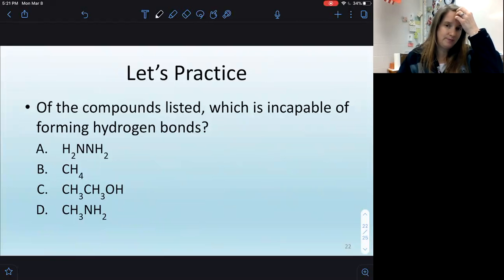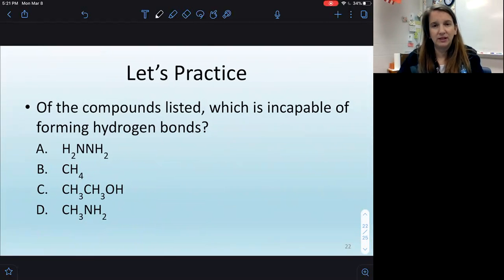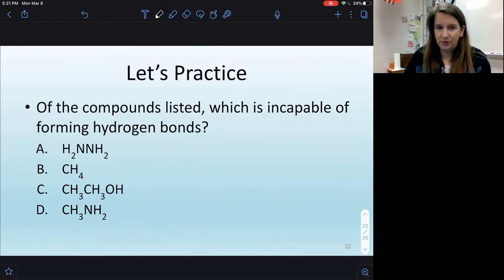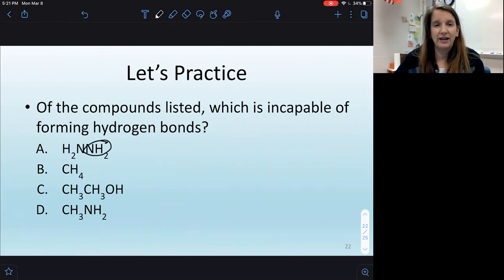When you look at this example, we're trying to see which is incapable of forming hydrogen bonds. You can look at these complicated formulas like A and C and wonder, how am I going to draw this? Well, you don't really have to worry about it, because I can look at that H2NNH2 and see the nitrogen and hydrogen together, which would have the capability of forming hydrogen bonds with another H2NNH2 molecule. This one is capable of forming hydrogen bonds, so it can't be my answer.